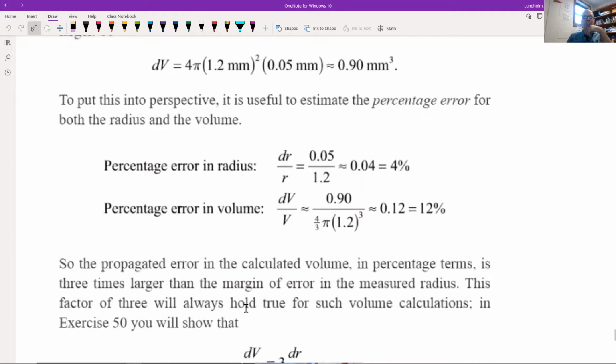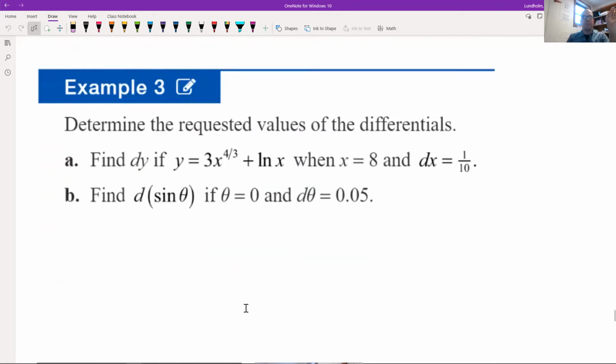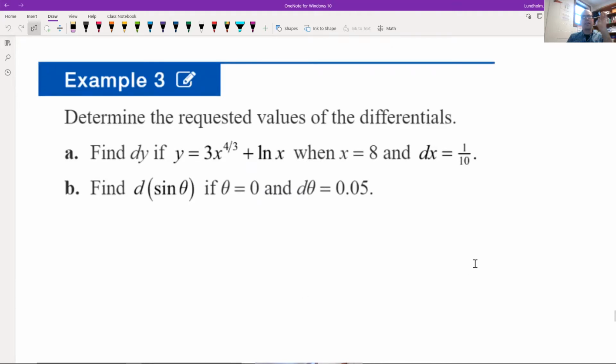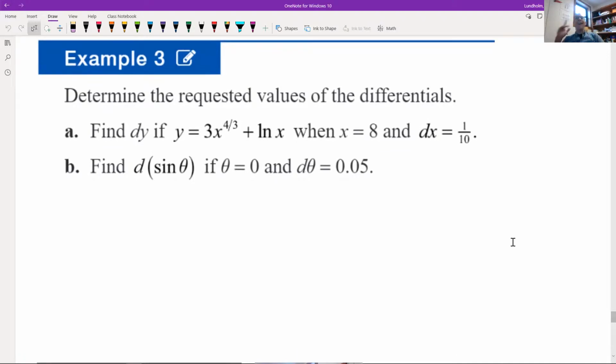We got example 3, and we're almost done. Example 3 with huge letters. Determine the requested values of the differentials. And here, again, this is something that you guys probably could do just on your own right now. You could take the derivative of this function and then solve for dy, and you probably would do just fine. So if you wanted to pause and try that, go for it.